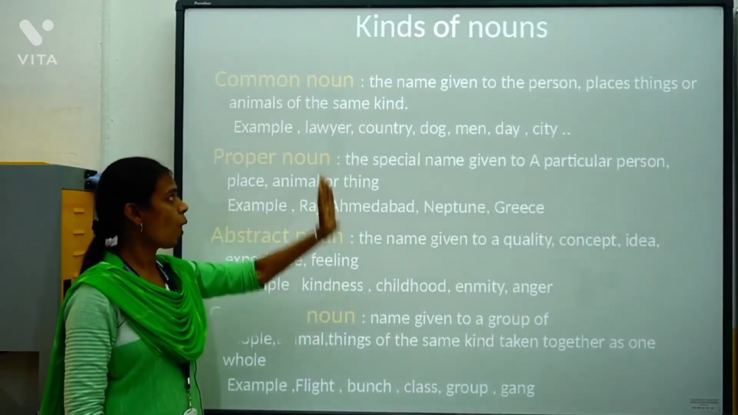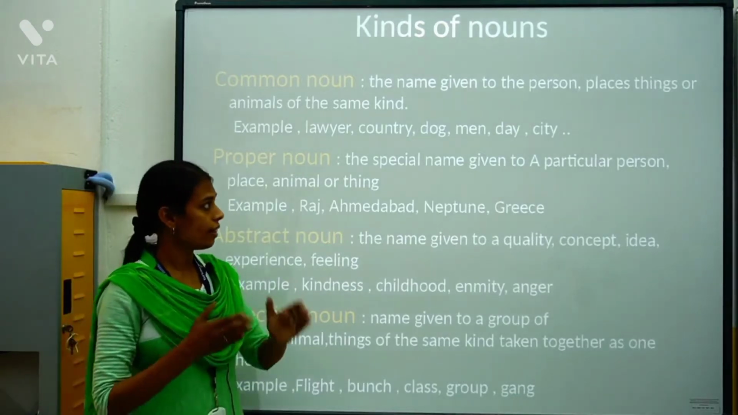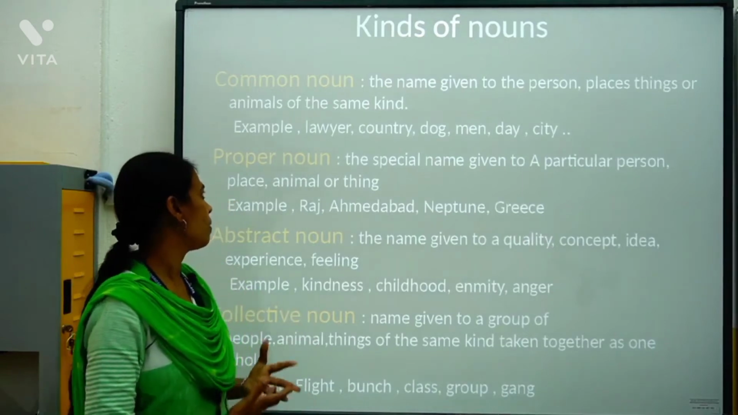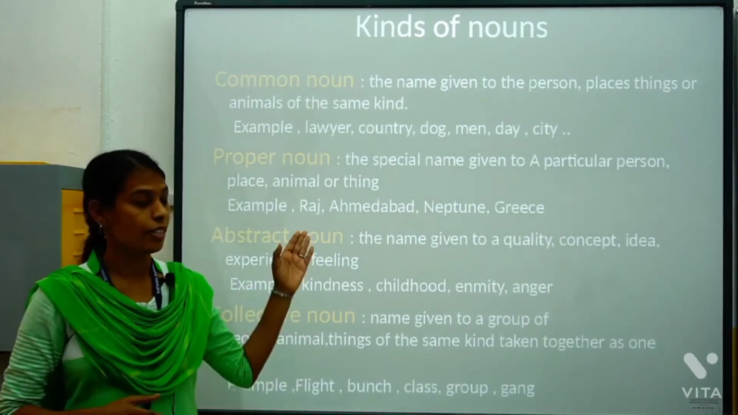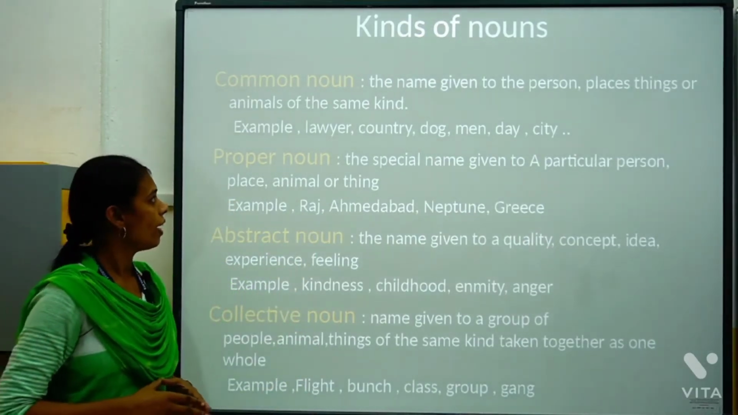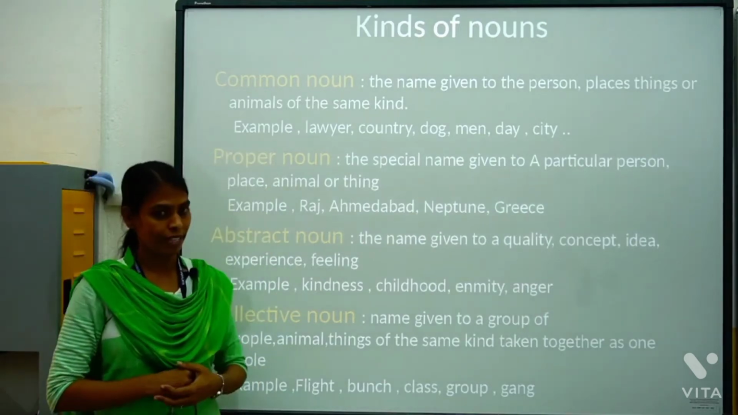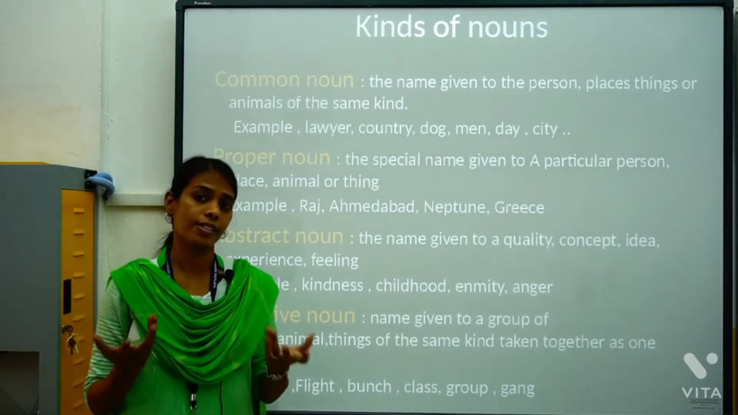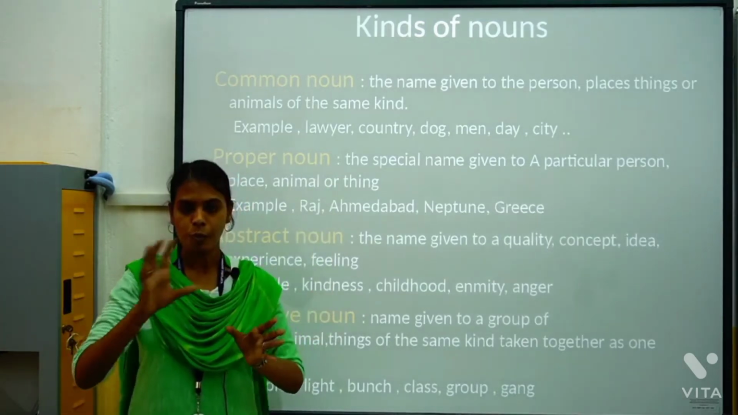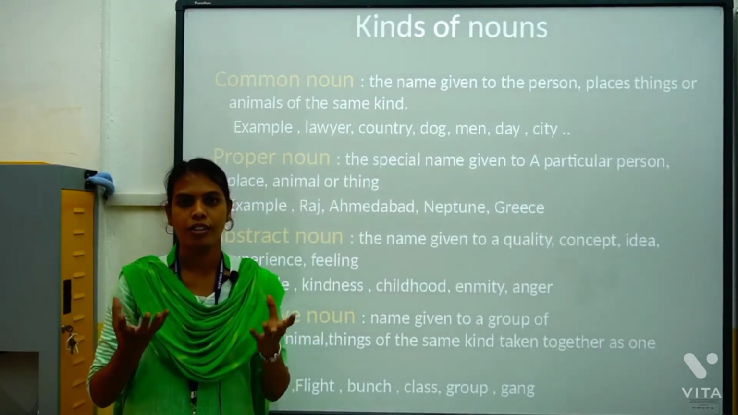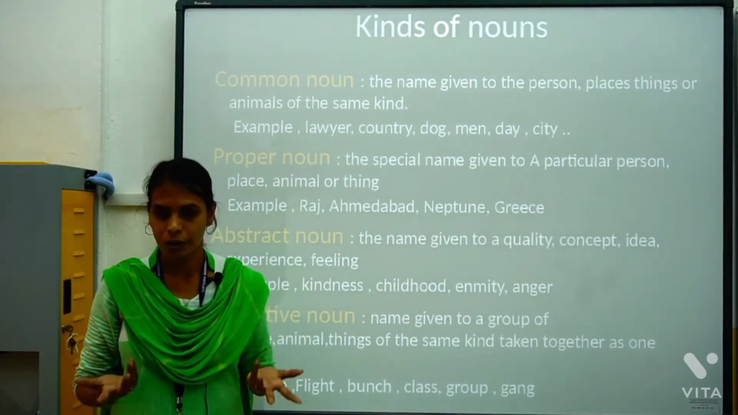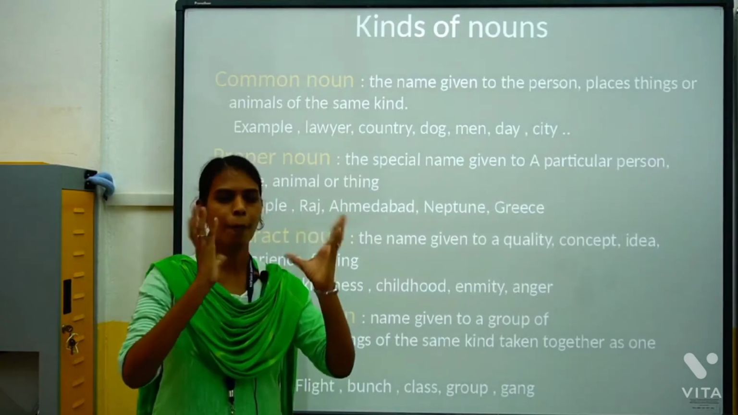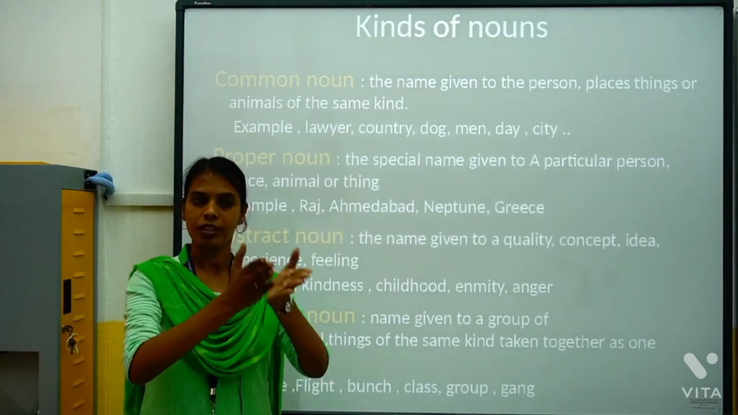Okay, now common noun. A common noun is the name given to persons, places, things and animals of the same kind. I have given a few examples here. Lawyer: why do we say lawyer is a common noun? Whoever finished the study of law is called a lawyer, and we don't particularize or name them. So commonly we are calling them lawyers.